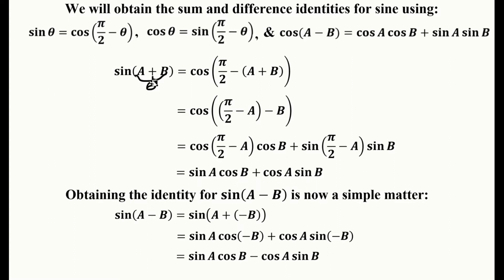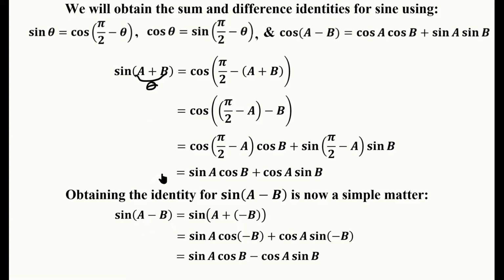Now notice that unlike the cosine identity where the minus here corresponded to a plus there, with the sine identity for a sum, the plus will correspond to a plus. So we don't have the situation that we had with cosine. Now, once we have the sum identity, obtaining the difference identity will be very easy.